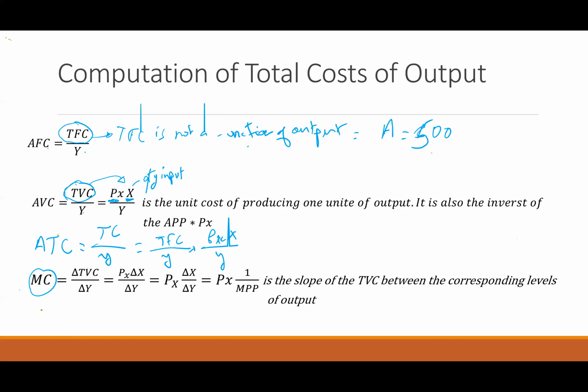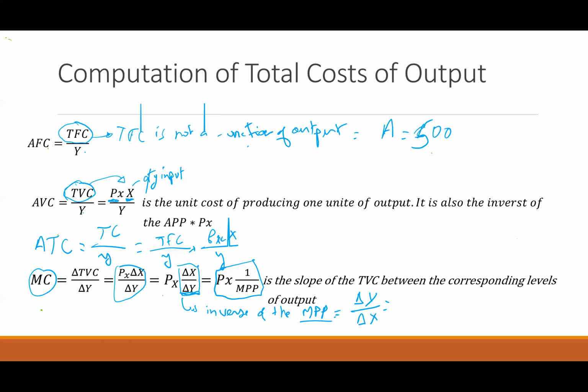The marginal cost is the incremental cost, and so we know what the function is. And here you can see that the marginal cost equals, so this value here is the inverse of marginal physical product, because marginal physical product is change in Y divided by change in X. And here you have change in X divided by change in Y. So it's the inverse.